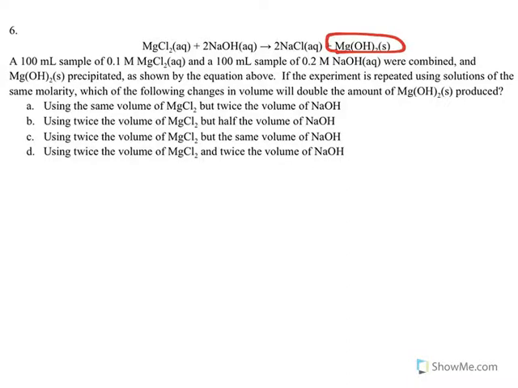First, we need to evaluate which of these two is the limiting reactant. Since you have a 100 milliliter sample of each of them, and the MgCl2 is half as concentrated as the NaOH, you have half as many moles of MgCl2 as you do NaOH.